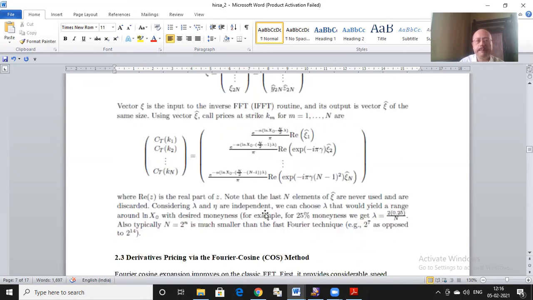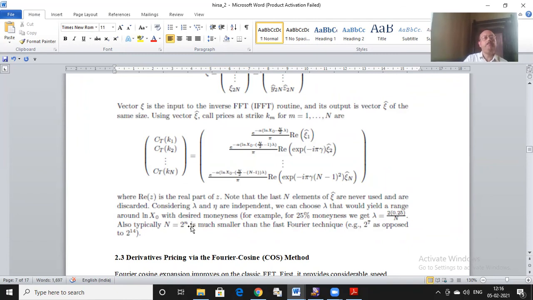Considering lambda and eta are independent, we can choose lambda that would yield a range around log x naught with our desired gaps, desired moneyness. So suppose I want to go up to 25% above and 25% below, then all I need to do is choose a lambda equal to 2 into 0.25 by n. Also, typically n equal to 2 to the power small n, so this will be much smaller than a first Fourier technique.